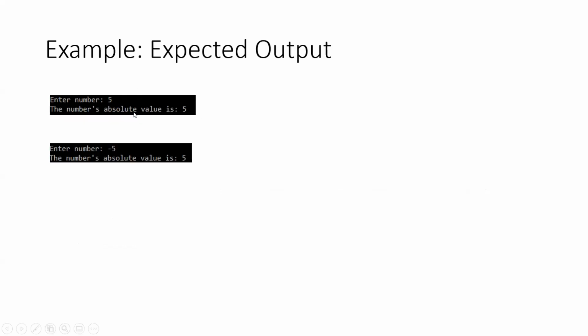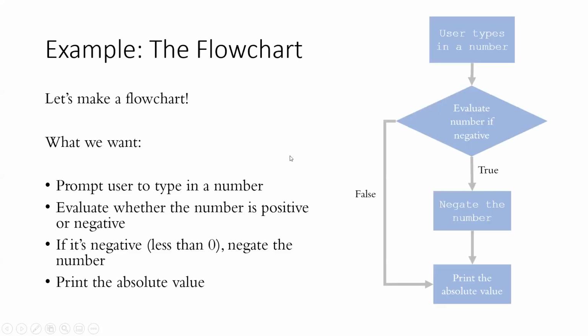This is the expected output. For example, we ask the user to enter a number, and the user entered a value of 5. Since it's already positive, its absolute value is also 5. What if the user enters a -5? The produced result should also be a 5, since the absolute value of -5 is 5.